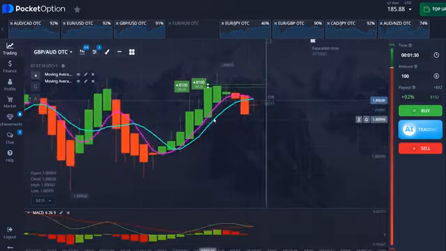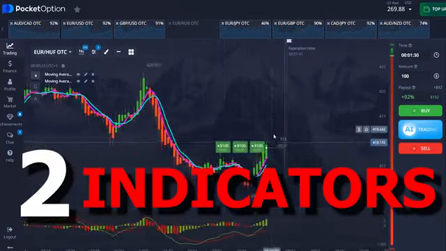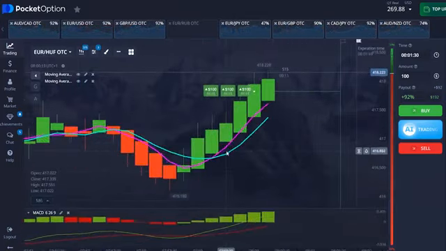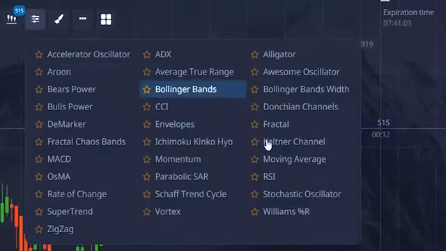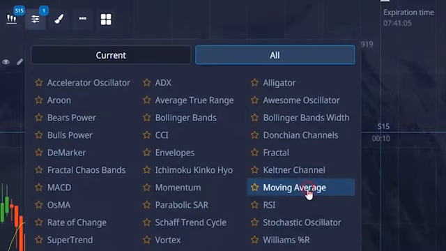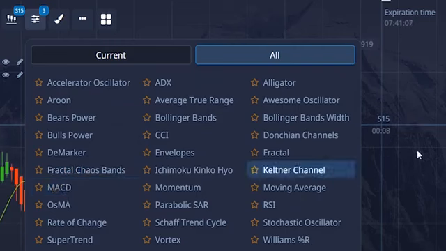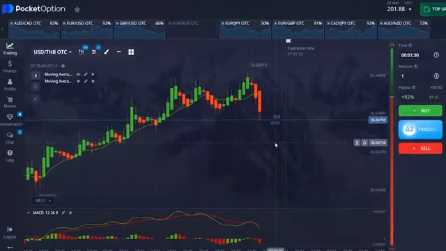This strategy comes with just two indicators. So what I have to do is come over to the indicators section right here, and I'm going to be using 2 moving averages and 1 MACD. These are just the indicators we're going to be using.